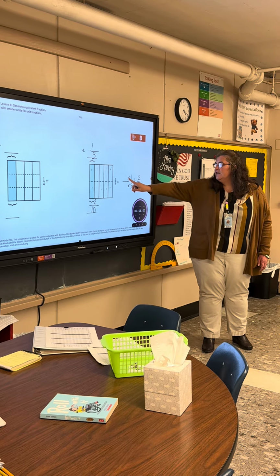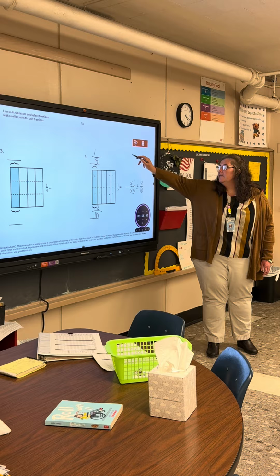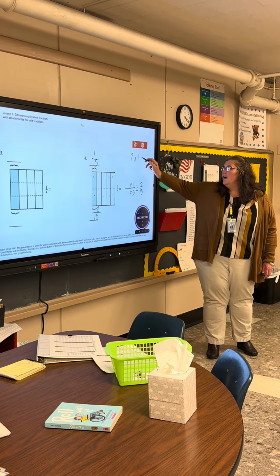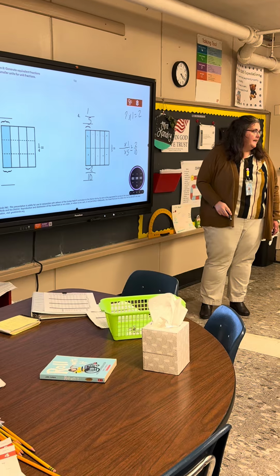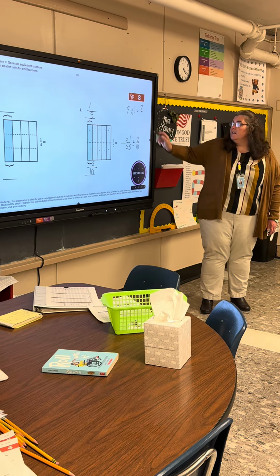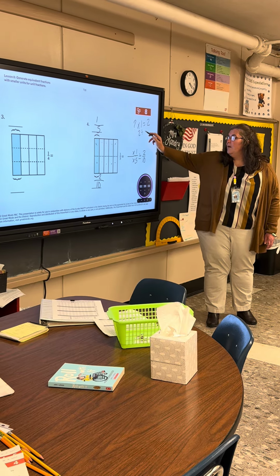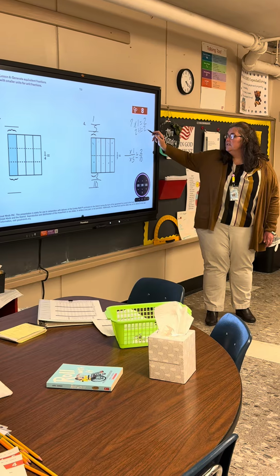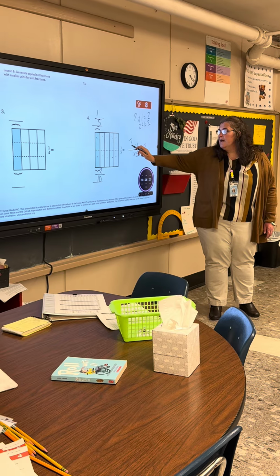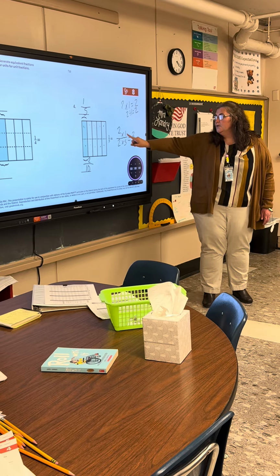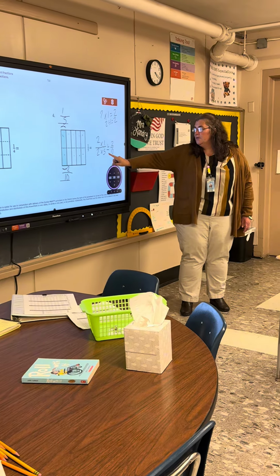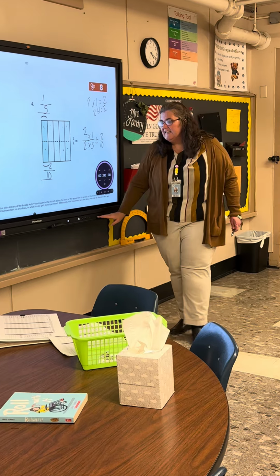Or you can ask yourself, what number times 1 is equal to 2? So what number times 1 is 2? To figure that out, 2 divided by 1, which is what, class? 2. So we multiply both the numerator and the denominator by 2. So 2 times 1 is 2, and 2 times 5 is 10.